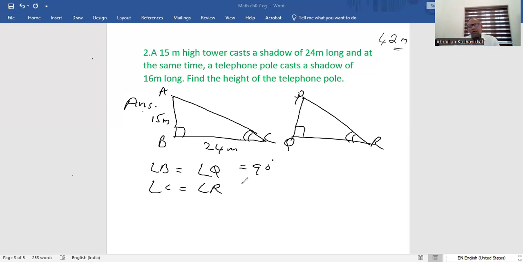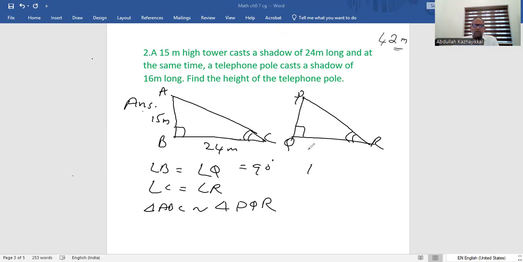The sun is the same, the altitude of the sun is the same. That is why the angle of elevation is the same. Here altitude means angle of elevation, the same. So as before, by the angle of elevation, we can see right triangle ABC is similar to right triangle PQR.